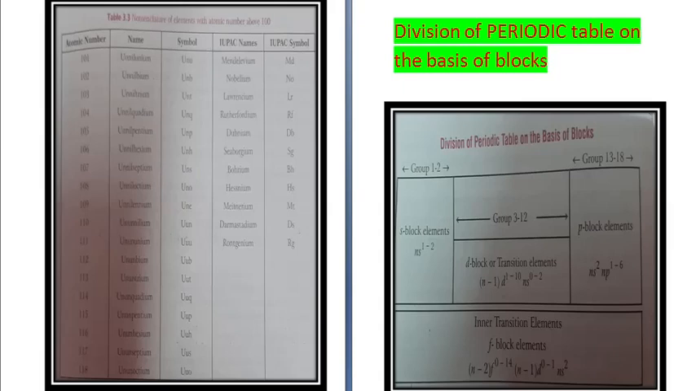113. 1 is un, then again 1, un, and 3, tri. So the name becomes un, un, tri, and you have to add ium to it. So un, un, trium. And what will be the symbol? Uut. Is it clear?